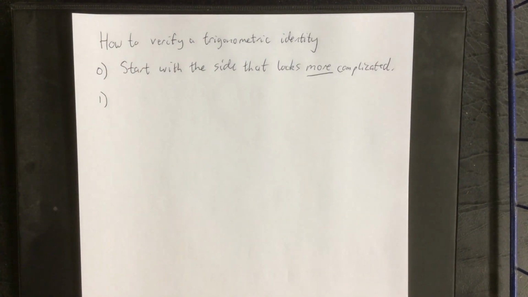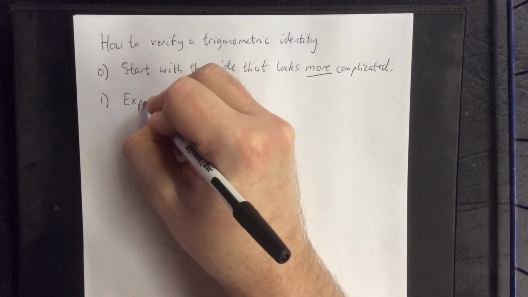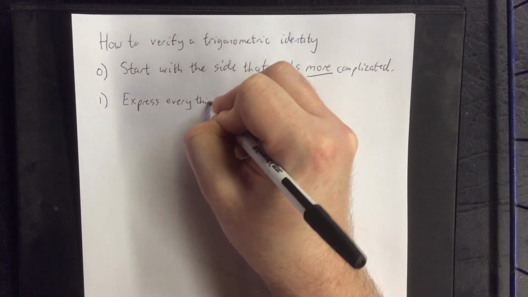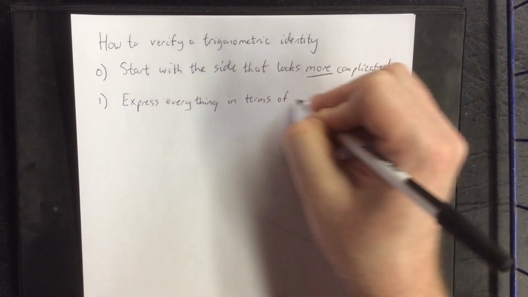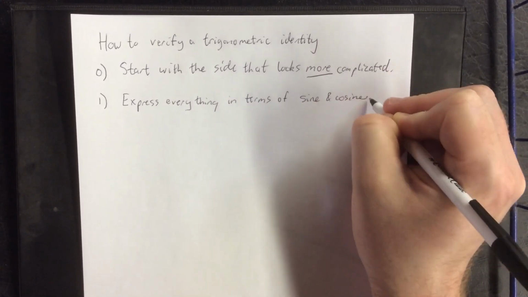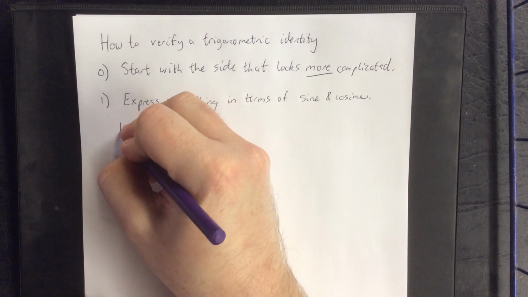Now, there is nothing that is going to work every single time, but there are a set of guidelines that you could potentially use. Number 1, express everything in terms of the sine function and the cosine function. Now, through the use of the reciprocal and quotient identities, this is always something that is possible.